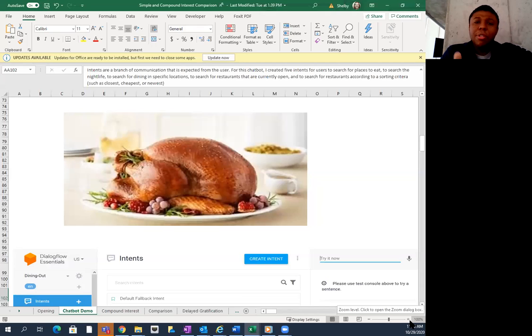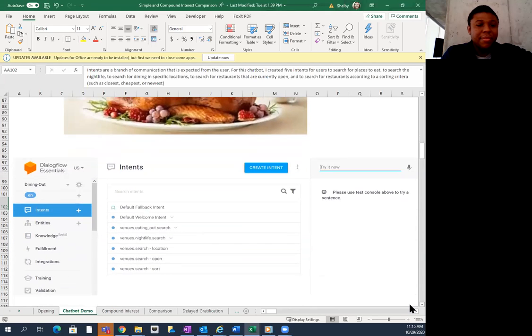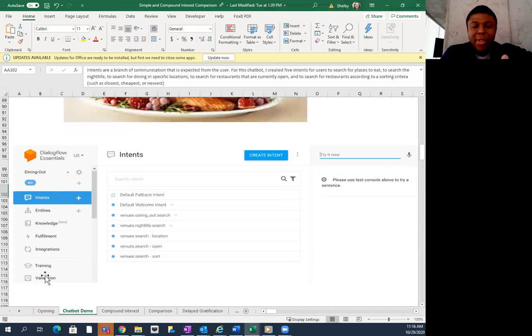A chatbot uses that progression from step to step to collect information about a user. I'll show you a chatbot that I created that helps you find a restaurant. The chatbot is broken up into 5 sections that a user can edit, and you'll see that on the left-hand side. There are intents, entities, knowledge, fulfillment, and integrations. The rest that you see below are metadata about the chatbot. I'm going to focus on intents and entities and how they're used.